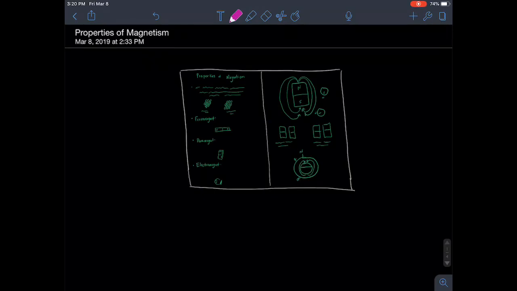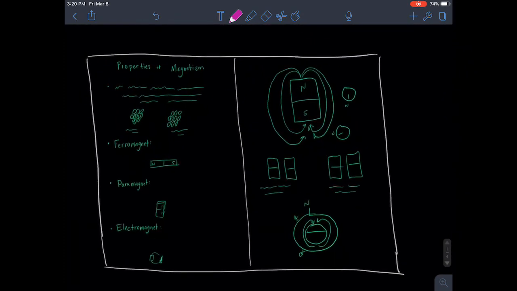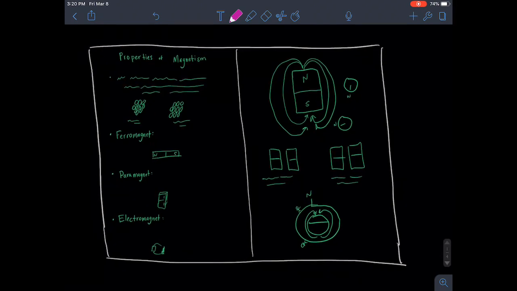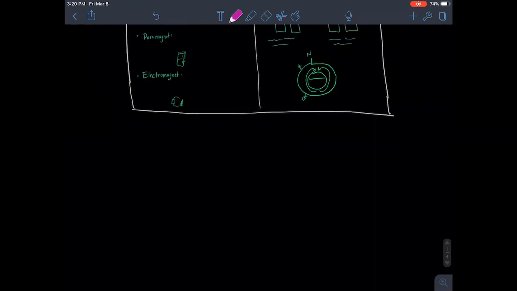Coming at you one more time with properties of magnetism. All right, so if we take a look at the science notebook page, we need to put a header here on the left page. You can see we're going to draw some pictures and show three different types of magnets on the left page. On the right, we're going to have some diagrams to understand some properties of magnetism. All right, let's get started.